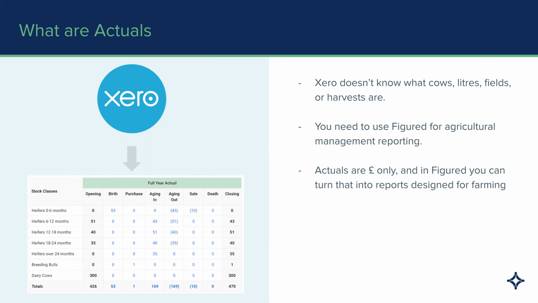So that's where we use Figured to provide that agricultural specific lens. I like to think of Xero as the central hub, and Figured as a layer around Xero that we use to get a more agri-specific lens on the information we've got in there, and then we build on that information into the future through our forecast, which we'll touch on in later webinars. So actuals are our financial transactions. They come from Xero, and in Figured we merge those financial transactions with our production, and then turn that into reports that we can use to drive decision-making on farms.